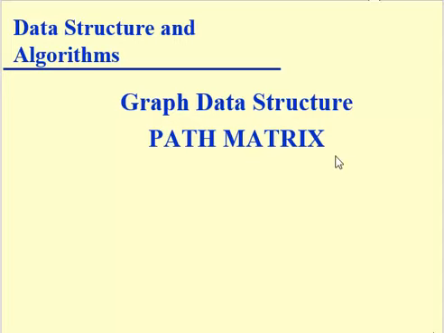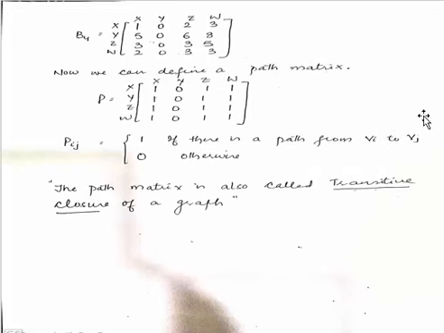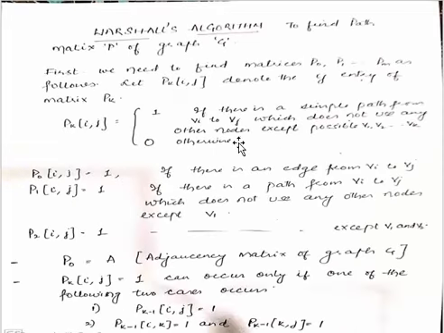Good morning, students. In the last lecture, we learned how to find the path matrix of a given graph. Like if you have been given this graph, we found whether there is any path from one vertex to any other vertex in that graph. For that, we created this particular matrix.